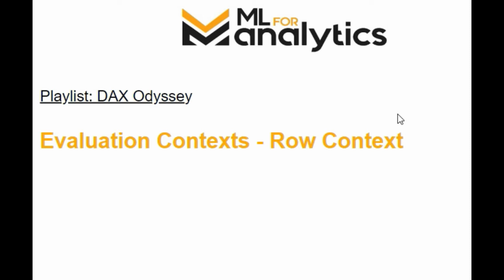So friends, as you remember, if you have seen our previous video, we have covered filter context in the previous video. Now in this video, we are going to talk about row context. So we will define what row context is and what the use cases are where row context exists. So let's get started.